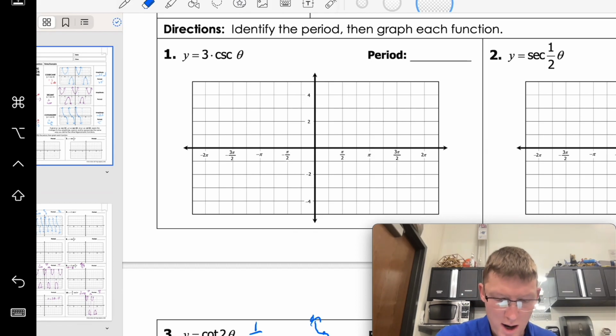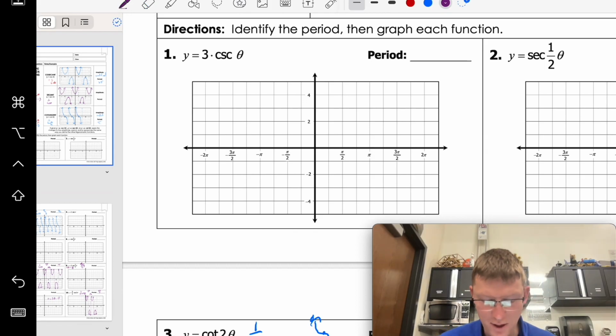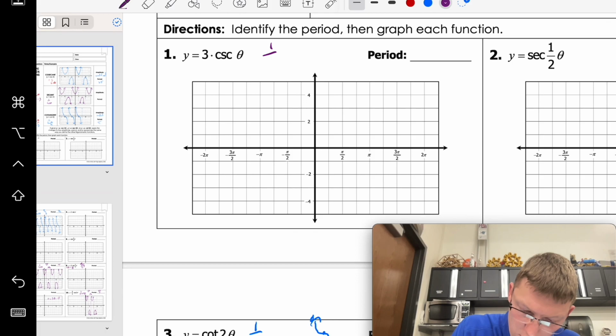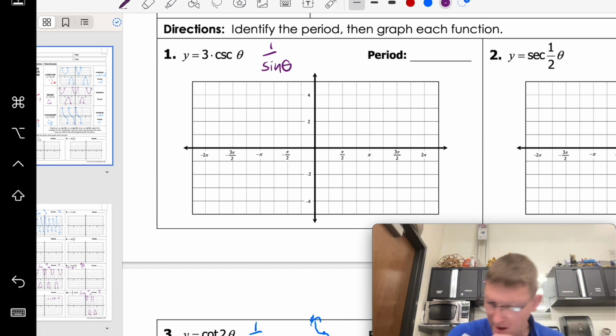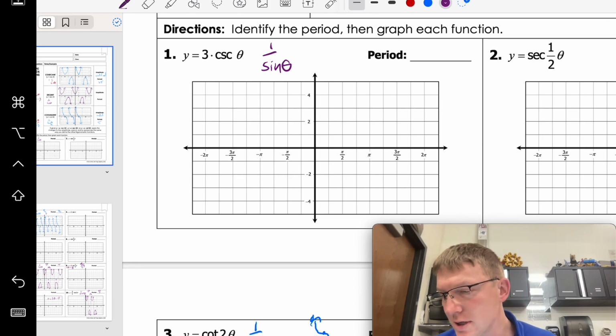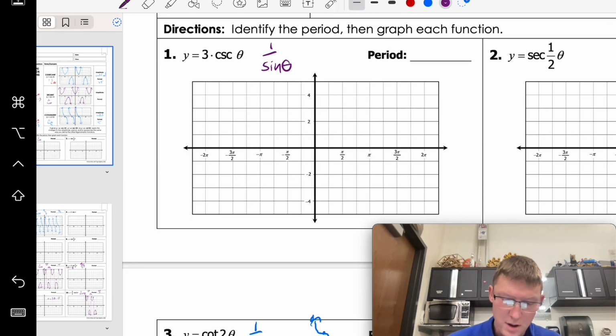We've got y equals 3 times cosecant of theta. So the periods, remember, just correspond to whatever trig function they correspond to. So cosecant is like 1 over sine. And so our period for sine is 2 pi over b. In this case, b is this number right there, which is an implied 1. So 2 pi over 1, so our period is 2 pi.